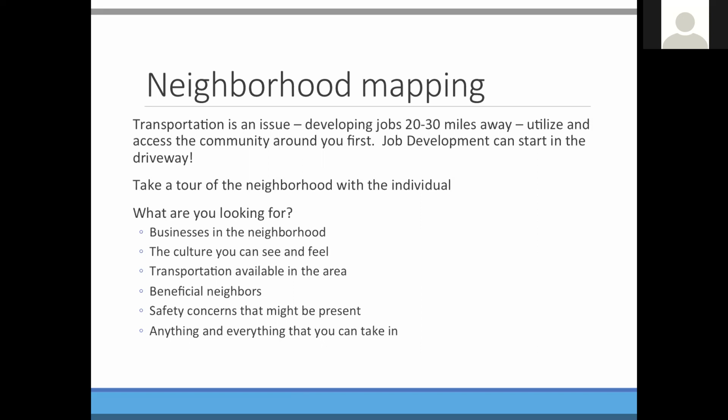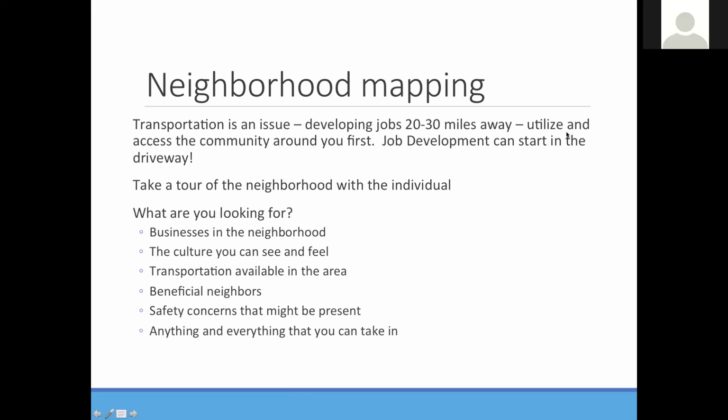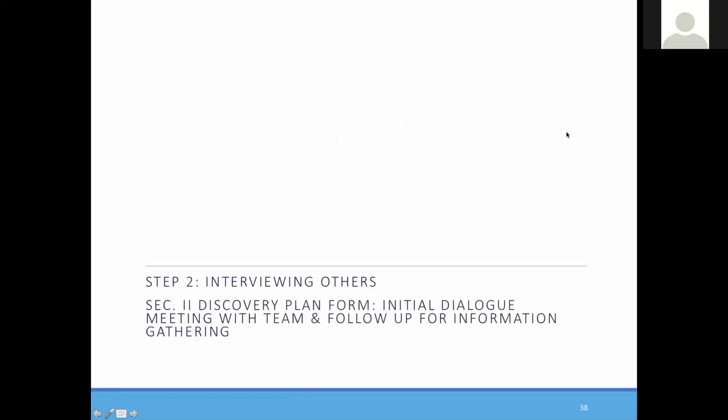Is there available transportation? Or maybe the next door neighbor is retired and could be a potential transportation option in the future? So pay attention to that information. We don't know where it's going to take us yet, but we want to be cognizant of it.